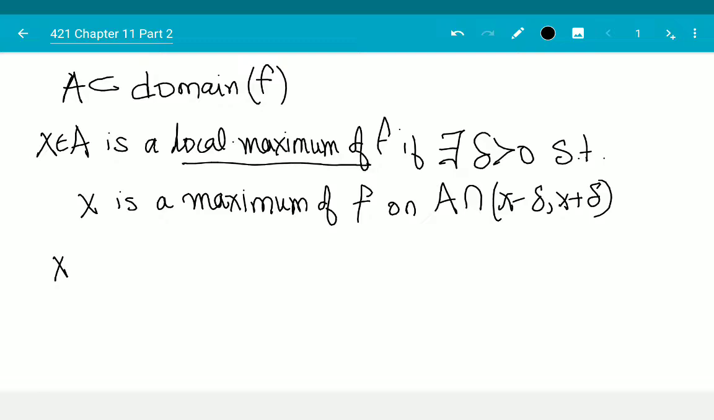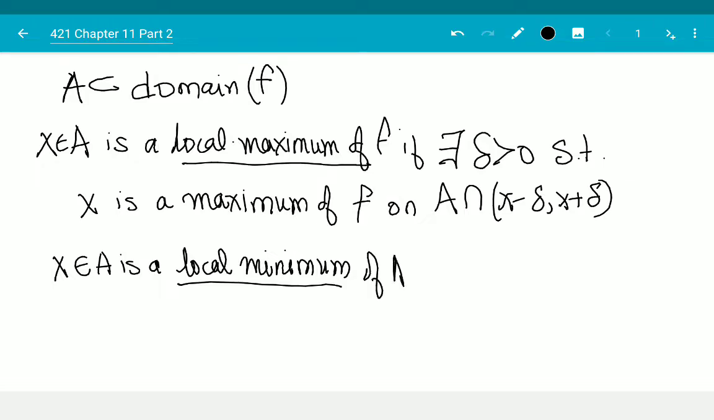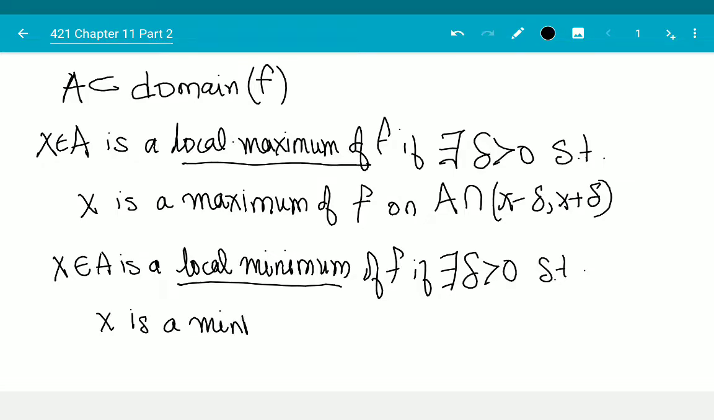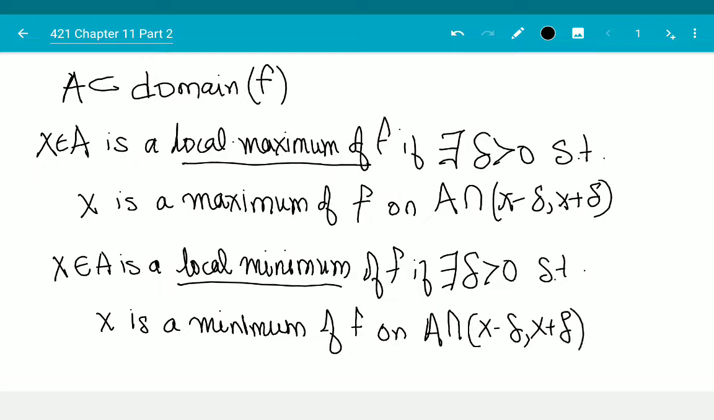Similarly, x in A is a local minimum of f if there exists a delta greater than 0 such that x is a minimum of f on A intersection (x minus delta, x plus delta).